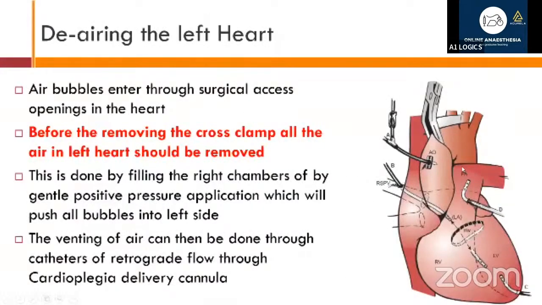So why should you de-air the heart? Once you open the chambers of the heart, all the air would have entered. And once you resume circulation, the air from the heart will go into the patient. So you have to de-air the left chambers completely. That is done by reversing the flow from the cardioplegia delivery line, or putting vents into the left ventricle, the pulmonary artery, or the right superior pulmonary vein.